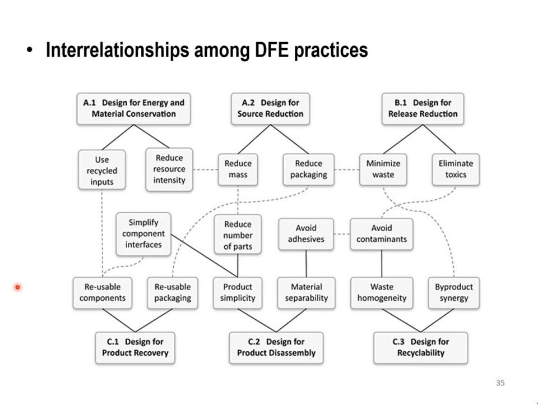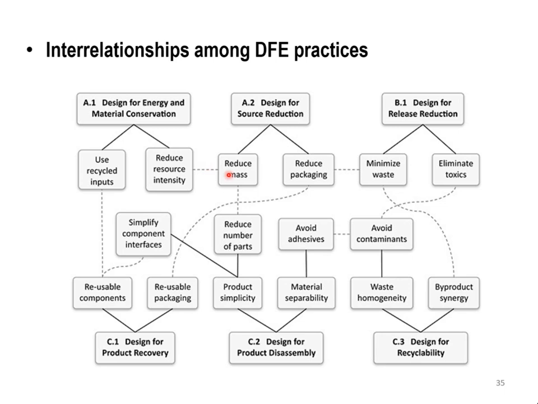So the interrelationship between DFE practices can be explained in this chart. In this flow chart, you can see that we have the design for the energy and the material conservation. The A2 is going to be design for the source reduction. The B1 is going to be design for the release reduction. The C1 is going to be design for the product recovery. The C2 is design for the product disassembly. And the C3 is going to be design for the recyclability.